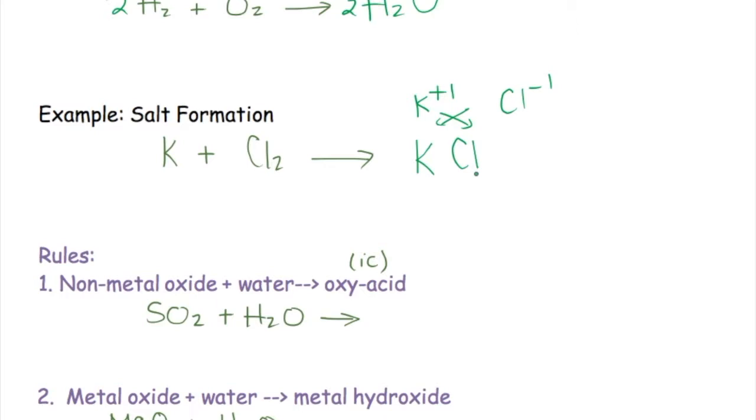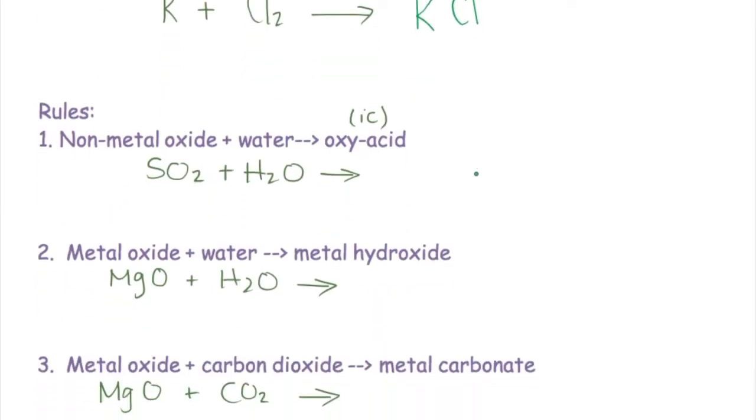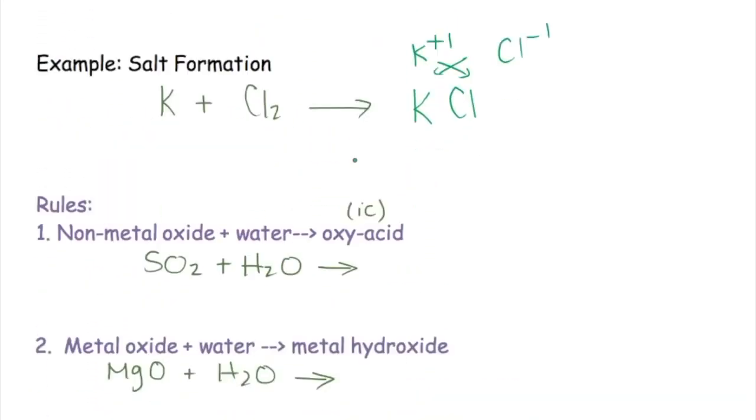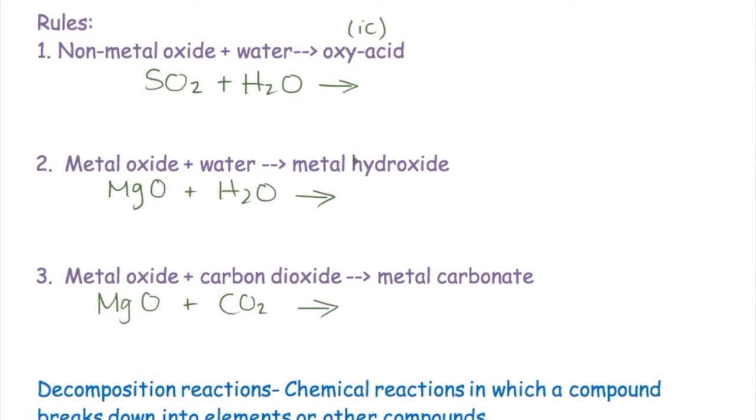It's implied. Now let's look at a few rules, because sometimes you don't know what these compounds make when you put them together, so we have a few rules. If you have a non-metal oxide, SO2, sulfur dioxide, plus water, it's going to form the ic oxyacid. So this is sulfur, so it's going to form sulfuric acid, H2SO4.